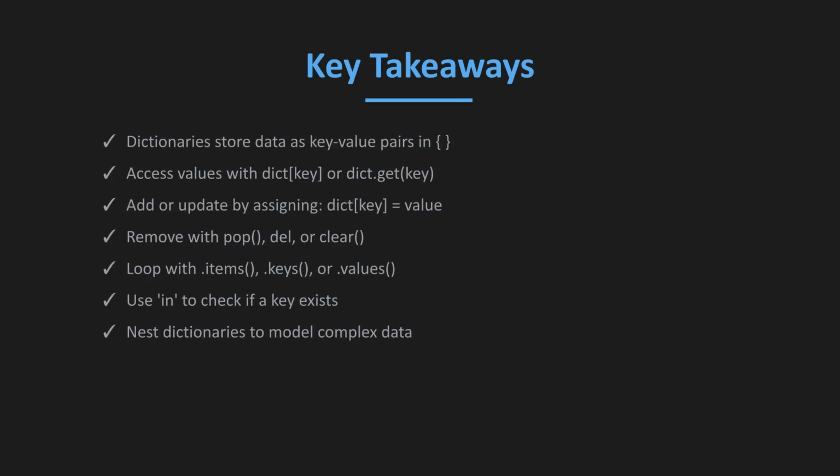To summarize, dictionaries store key-value pairs in curly braces. You can access, add, update, and remove values easily. Use .items, .keys, and .values for looping, and in to check for keys. Nesting is possible for complex data modeling.